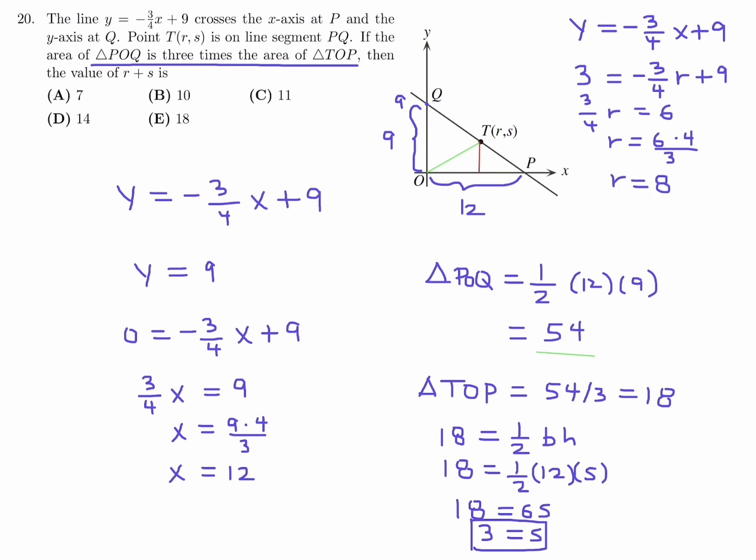So finally, what they want is R plus S. So R plus S, 8 plus 3, and that is equal to 11. So number 20, the answer is C.